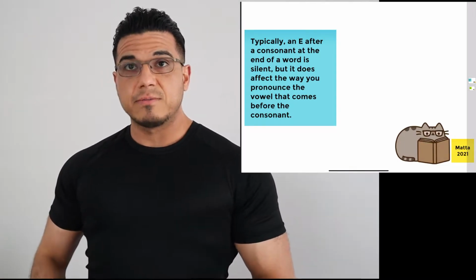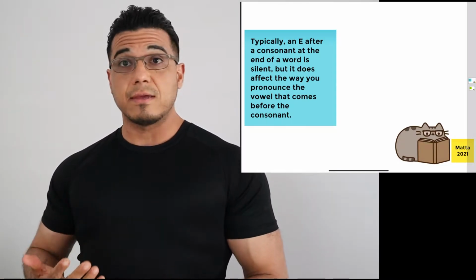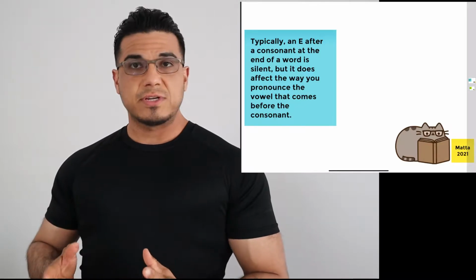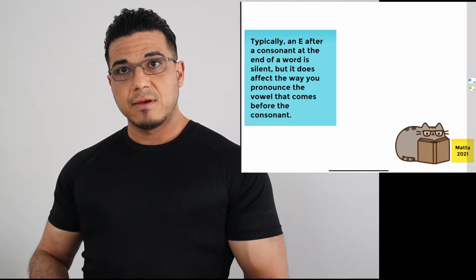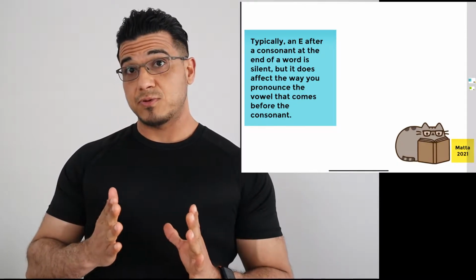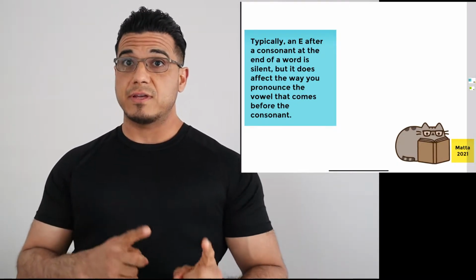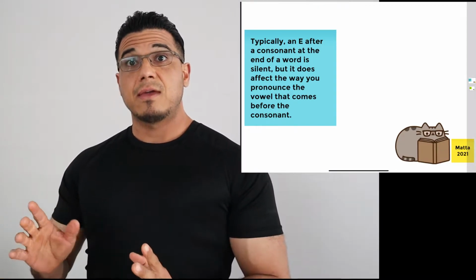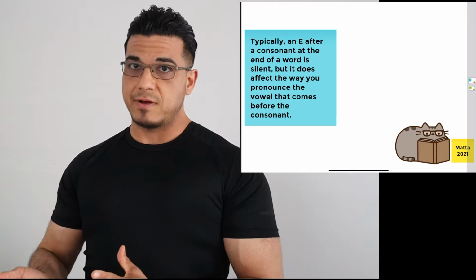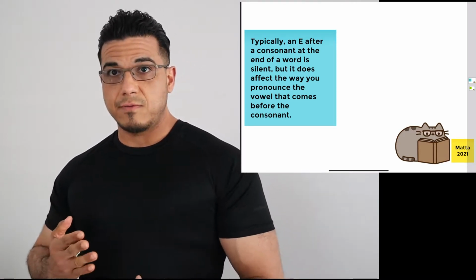In this video, we're going to be discussing what's known as the silent E rule. In this rule, it's pretty straightforward. If you've got a word that ends with the letter E, then you are going to look at the preceding vowel, the vowel that comes before that E, and you're going to say the name of that vowel, as it were, in its long form.